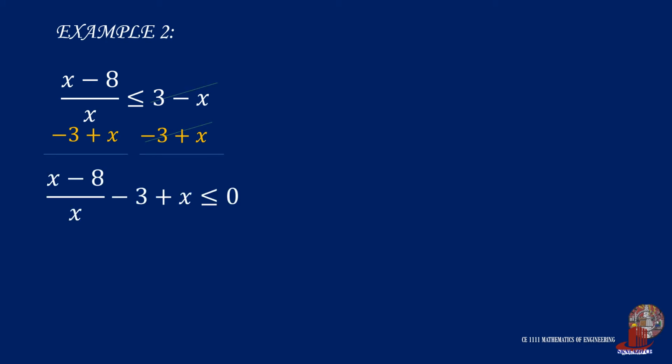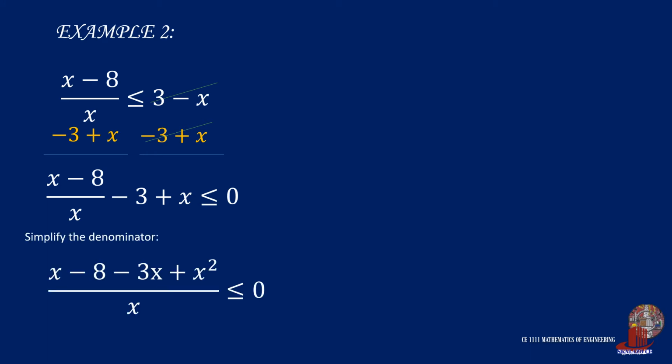Example 2 is with x minus 8 all over x is less than or equal to 3 less x. Move everything on the left side by subtracting 3 and adding x on both sides, so we have the ratio of x minus 8 with x, less 3, plus x is less than or equal to 0. Distribute the denominator on all terms, so we have x less 8 minus 3x plus x squared all upon x is less than or equal to 0.